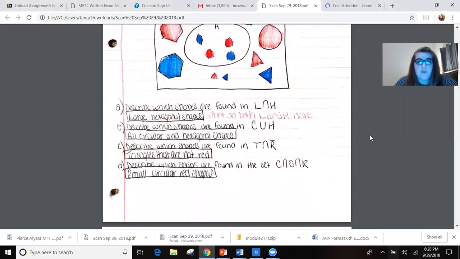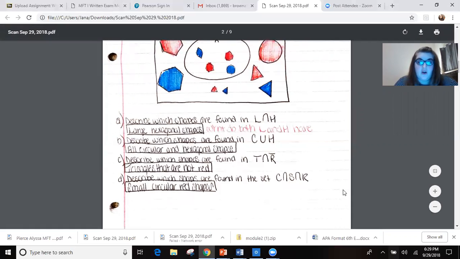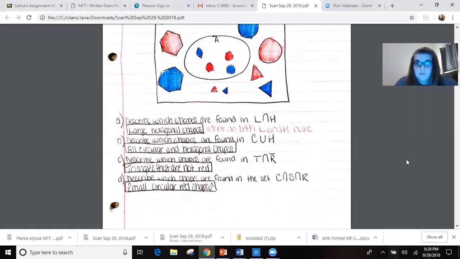Here it says describe which shapes are found with L and H. That would be large hexagonal shapes, where L is large and H is hexagonal. For B, describe which shapes are found with C, the U looking shape again, H. That would be all circular and hexagonal shapes. For C, describe which shapes are found with T, cap, the complement of R. That would be triangles that are not red. And for D, describe which shapes are found in the set CSR. That would be small circular red shapes.